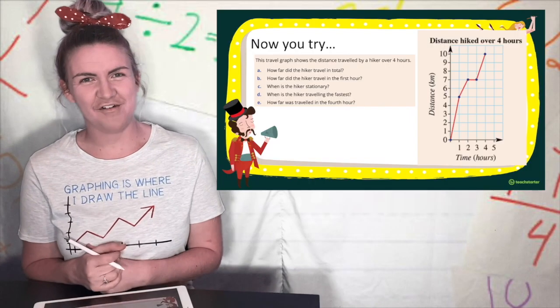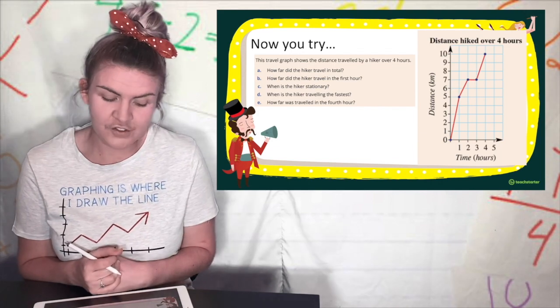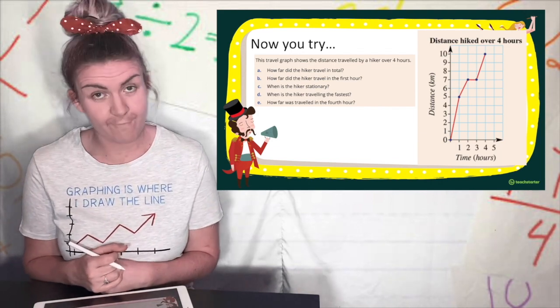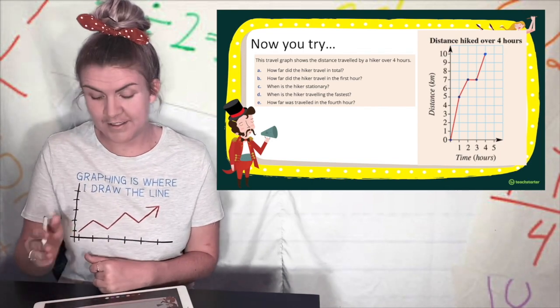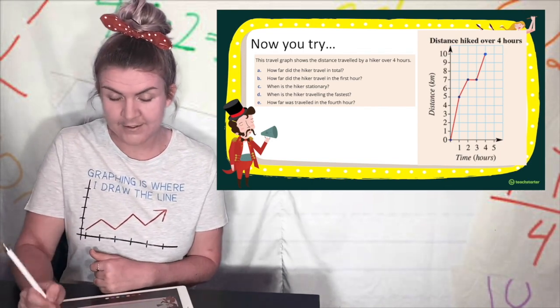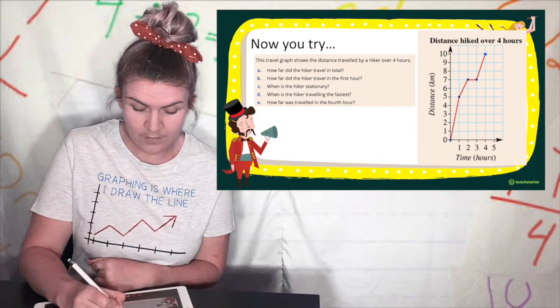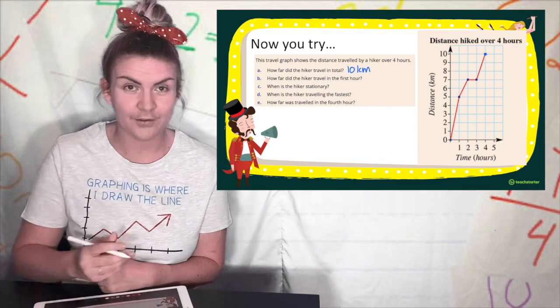Let's quickly check your answers. This travel graph shows the distance traveled by a hiker over 4 hours. A. How far did the hiker travel in total? I need to go to the end of the trip, 4 hours, and that dot is on 10. So 10 kilometers is the total distance.